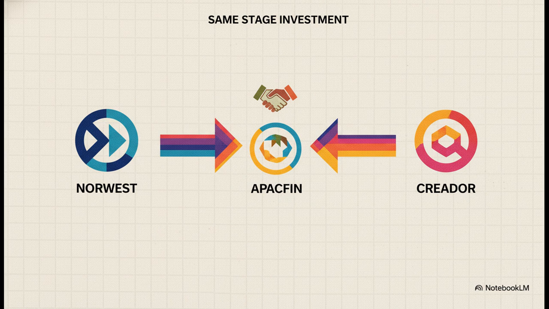Now slide over to the middle column, same stage. For that exact same company, ApicFin, we see Norwest. This tells us they invested right alongside Creator, making them a direct syndicate partner on this deal. This is how you spot who likes to work together.